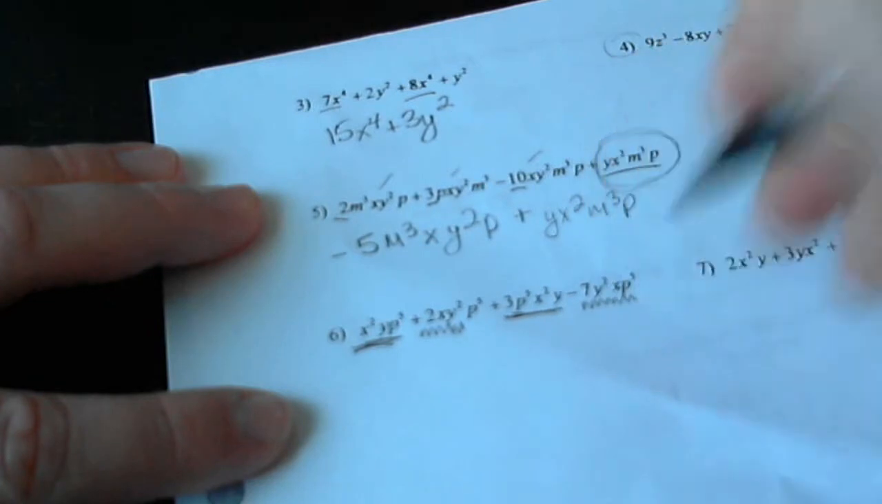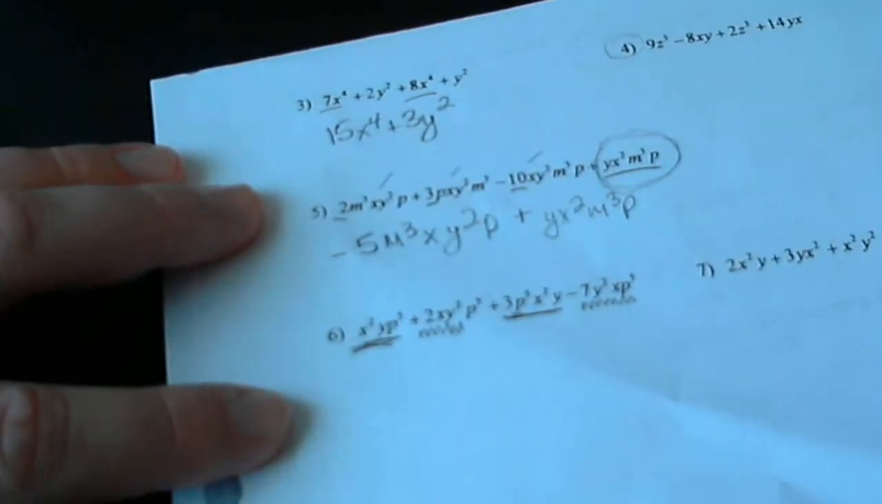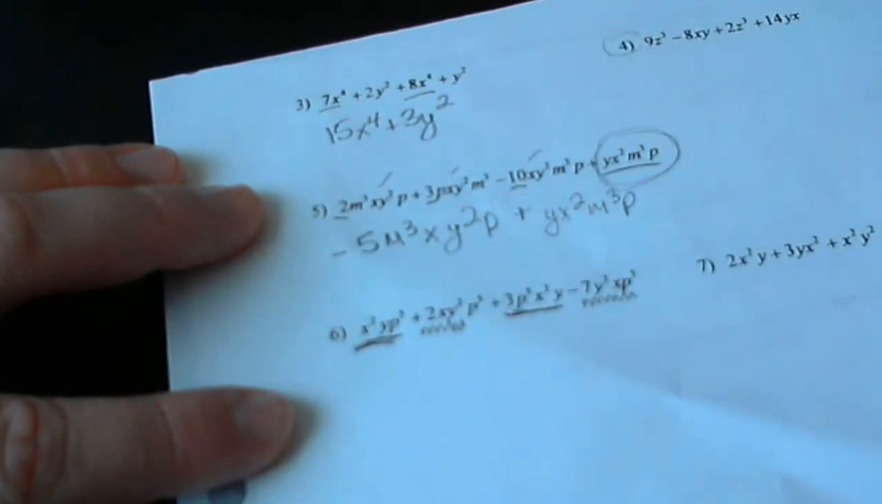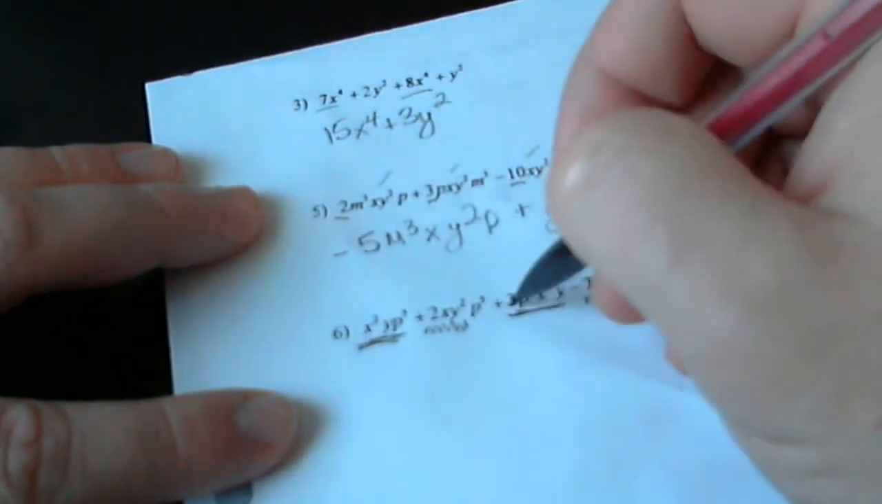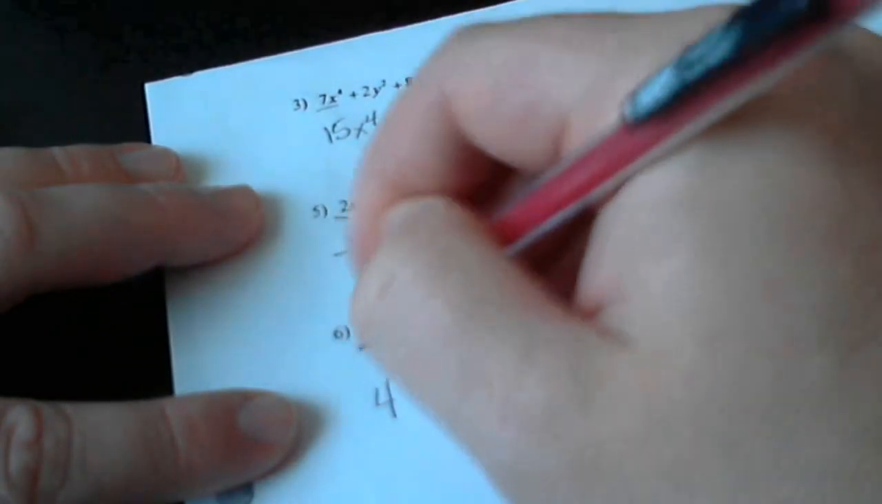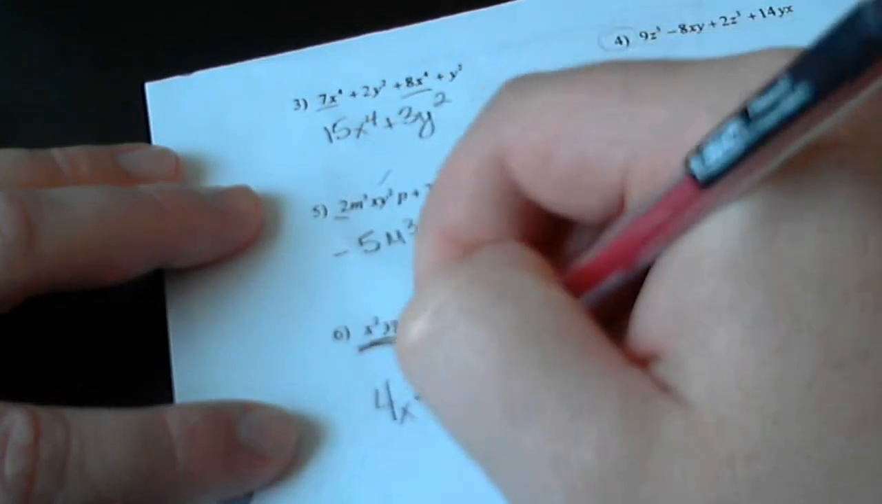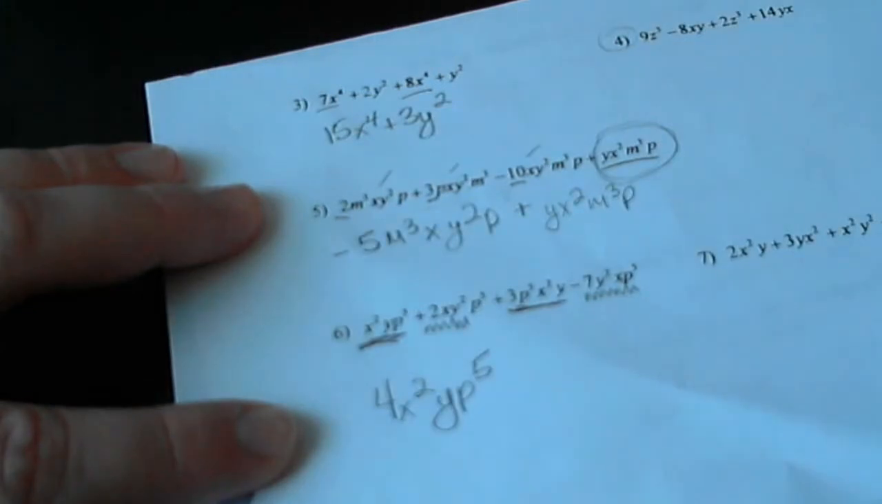And here's where underlining and making squiggles and circling really comes into help because you can identify what your like terms are and which ones are not. So we're going to put this guy together with this guy. We got 1 plus 3, which is 4, and then some combination of these letters. I usually just pick the first combination that's in the expression. So 4x squared y p to the fifth.